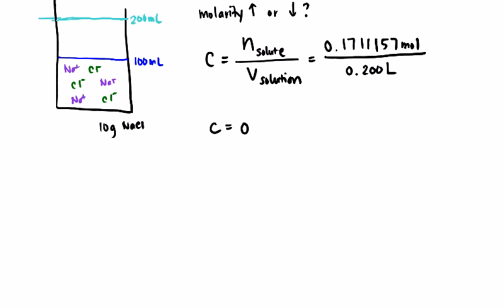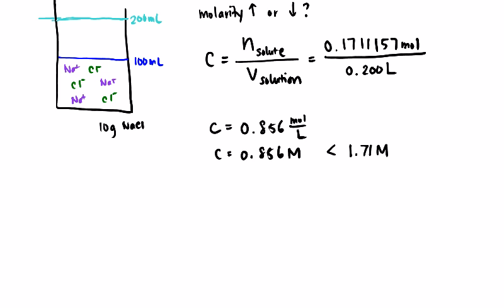If I carry through the calculation, I will get that the molarity is now 0.856 moles per liter, or 0.856 molar. Compared to before, remember it was 1.71 before, this molarity now is lower because I've added more water for the same amount of solute.